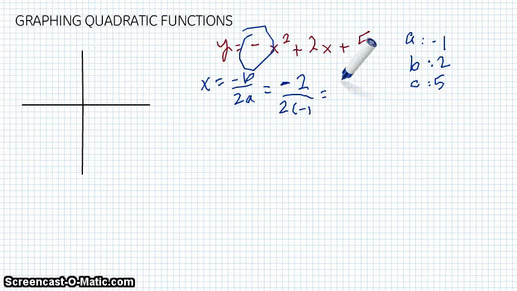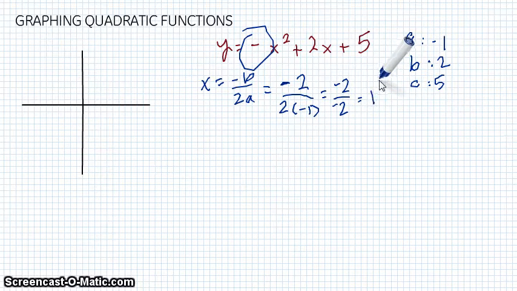Now we need to multiply this and simplify. Negative 2 over negative 2 becomes positive 1. So this is the axis of symmetry now. It's going to go through the middle of my parabola, and it's going to go through the vertex. The line x equals 1 goes right through here. So we'll imagine that going that way.